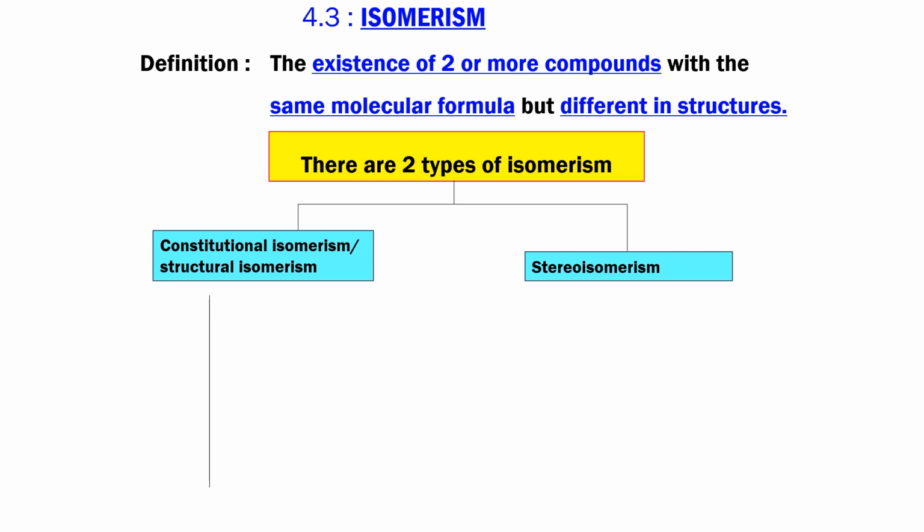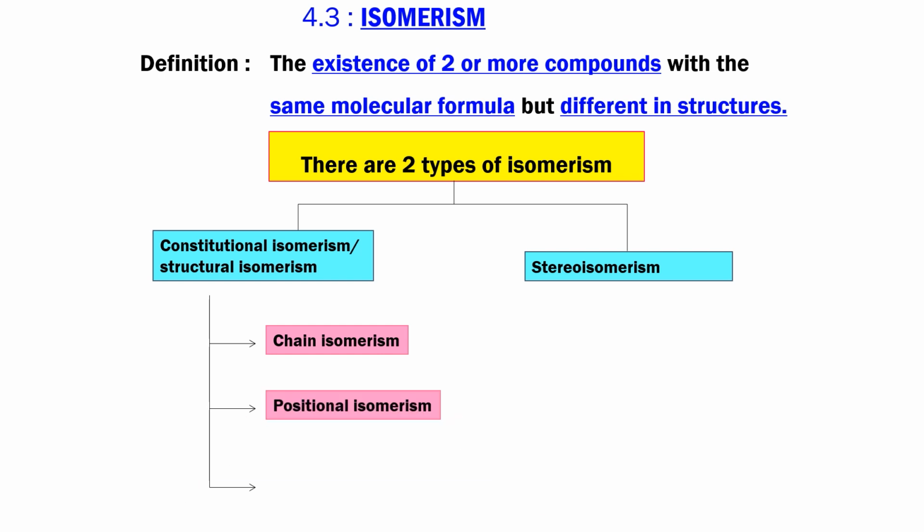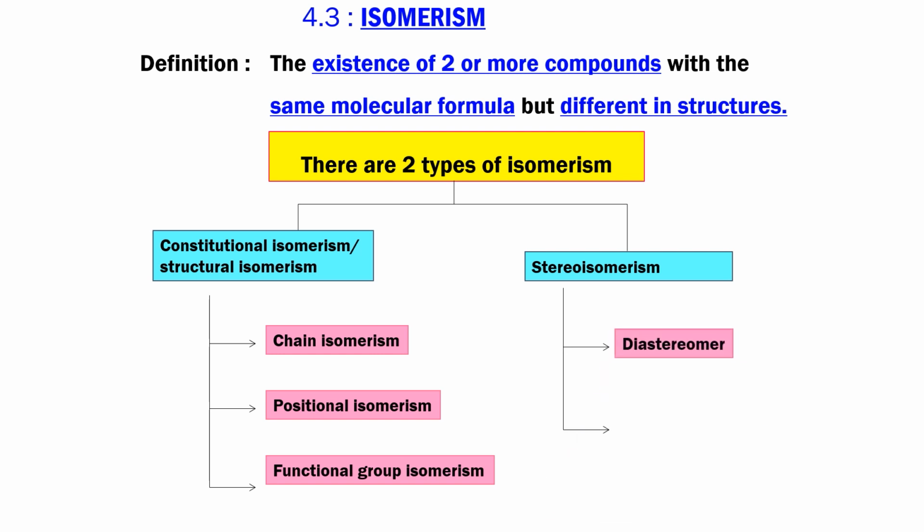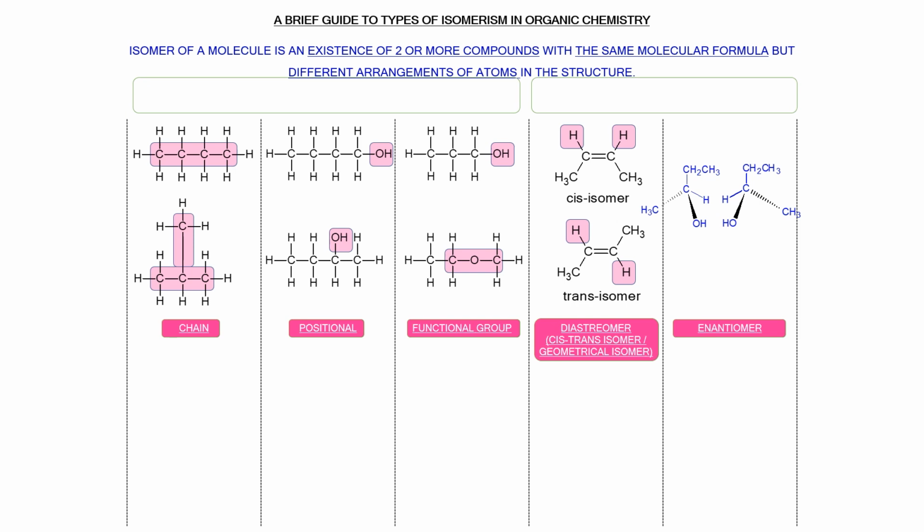Constitutional isomerism or structural isomerism can be further divided into three types. The first one is chain isomerism. The second one is positional isomerism, and the third one is functional group isomerism. As for stereoisomerism, it has two types. The first one is diastereomer, and the second one is enantiomer. This is an overview of constitutional isomerism and stereoisomerism. We will discuss them in detail after this.